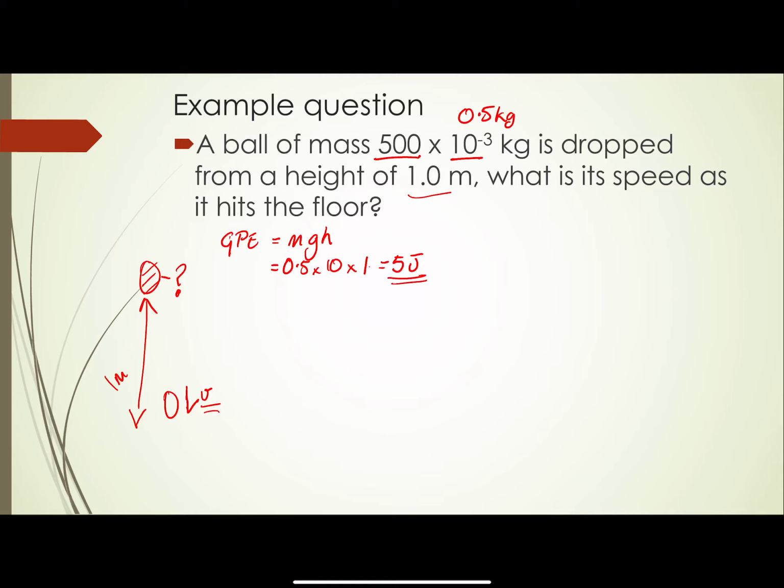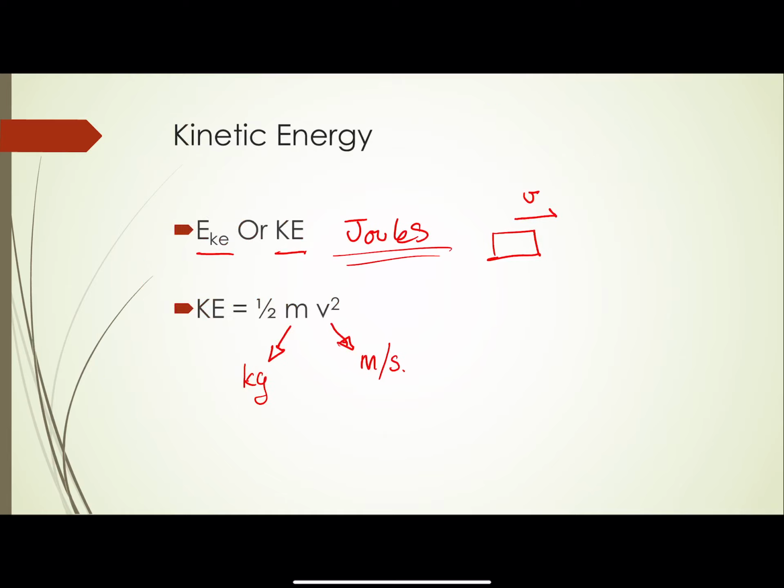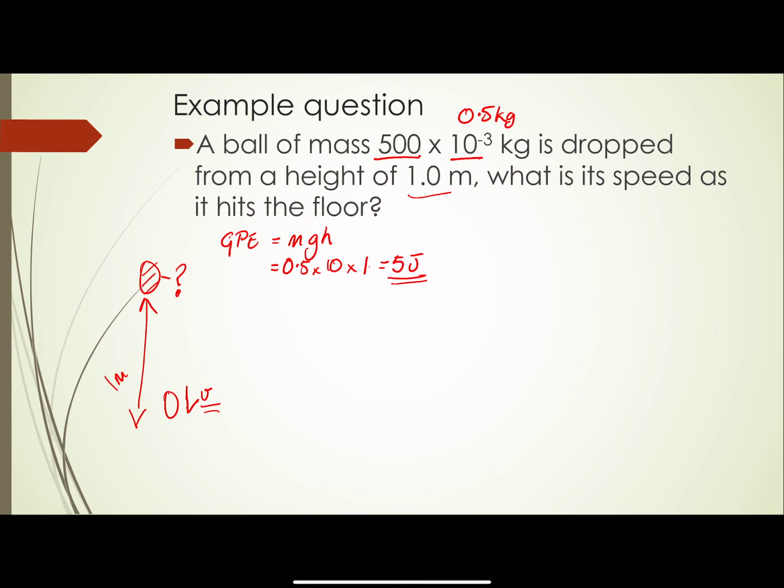Now, using the law of conservation of energy, the energy at the end will equal the energy at the start. The energy at the start was gravitational potential energy. The energy at the end will be kinetic energy. So I now need to write in KE equals a half mv squared. That's the equation that I'm going to use. So I put the terms and I put the numbers directly underneath the terms so I can't make any mistakes. So KE, which is 5, equals a half, the mass was 0.5, v squared.